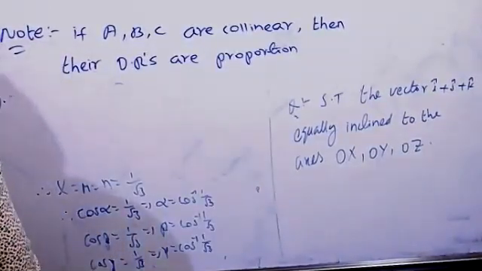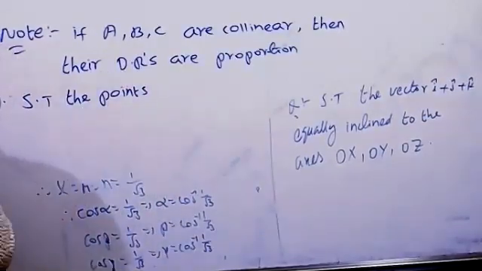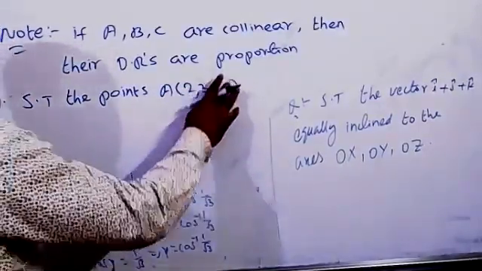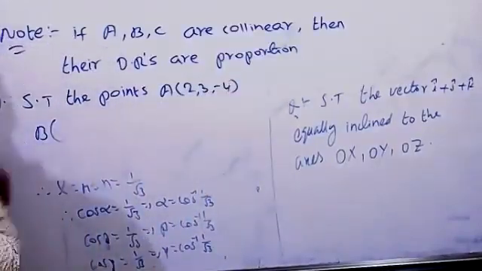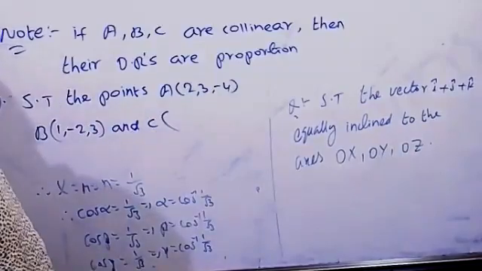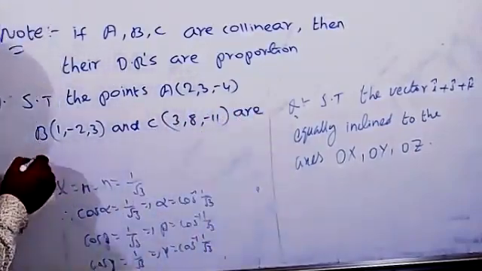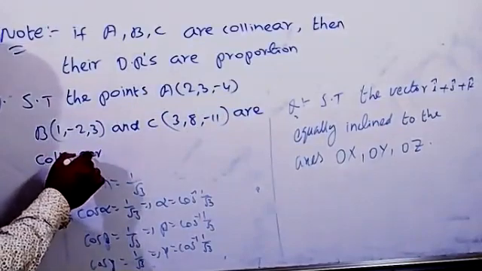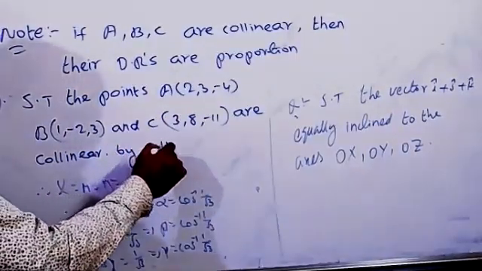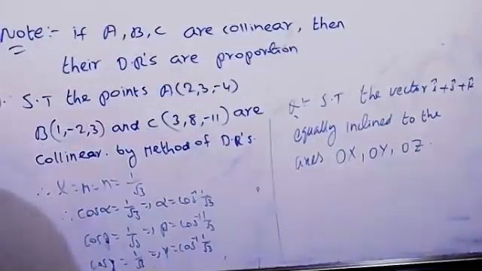Based on the first example, you can write now. Show that the points A(2, 3, -4), B(1, -2, 3), and C(3, 8, -11) are collinear by the method of direction ratios.